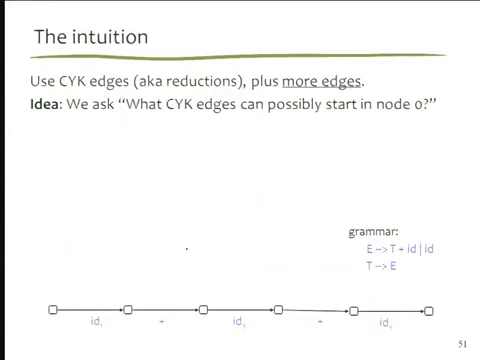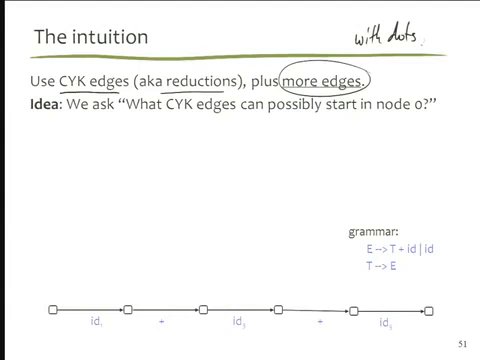So here is a grammar that we'll use. E goes to some term plus ID or ID, and T just goes back to E. So it's a silly grammar, but it beautifully illustrates what we are going to do. We are going to use CYK edges, also known as reductions, but we'll have a few more edges. You'll see them soon with dots. The dots will be the context.